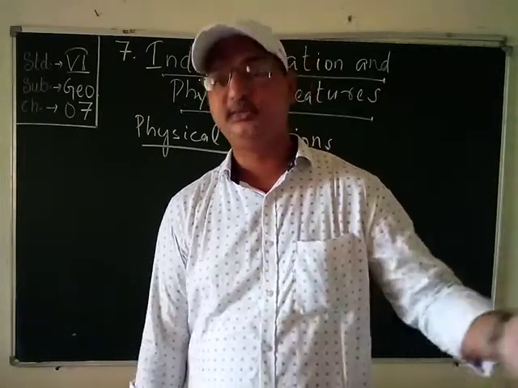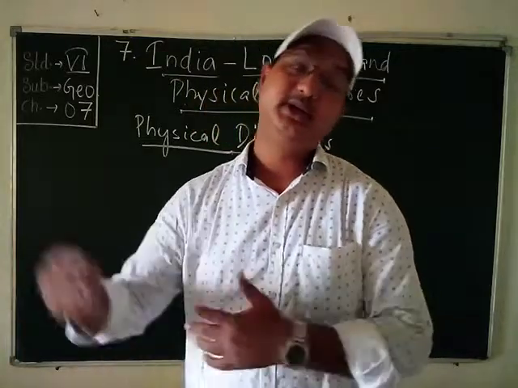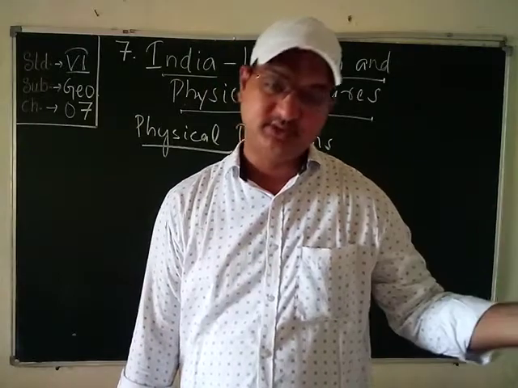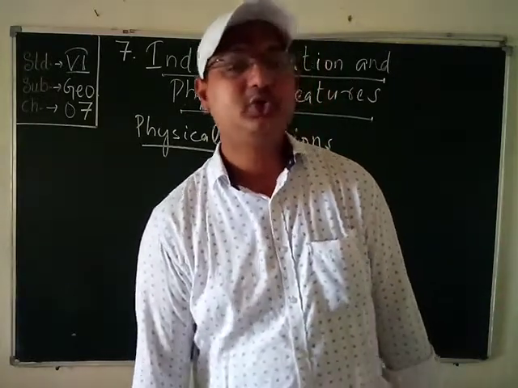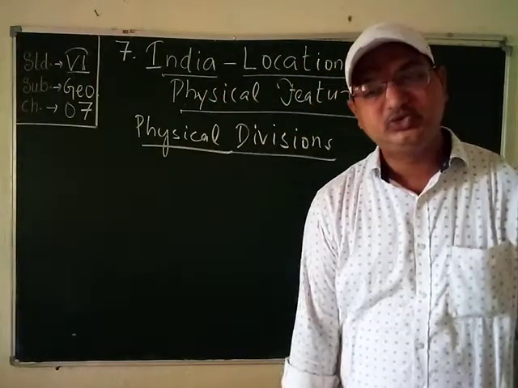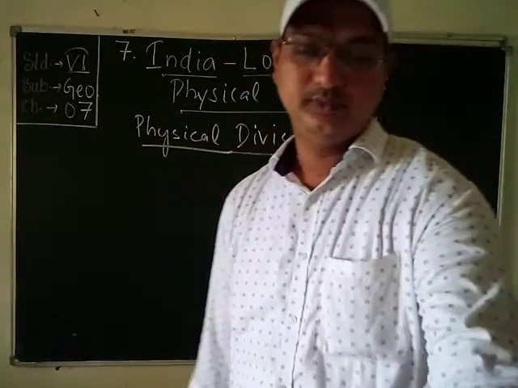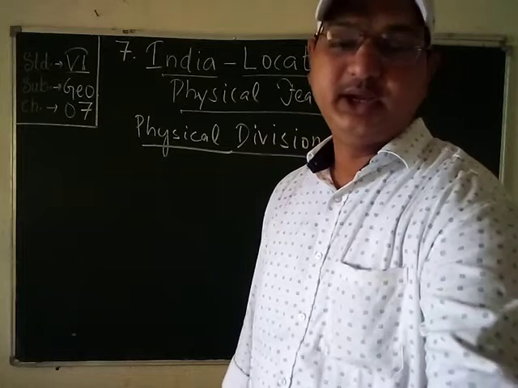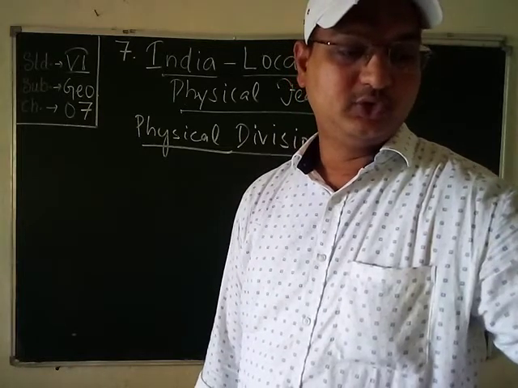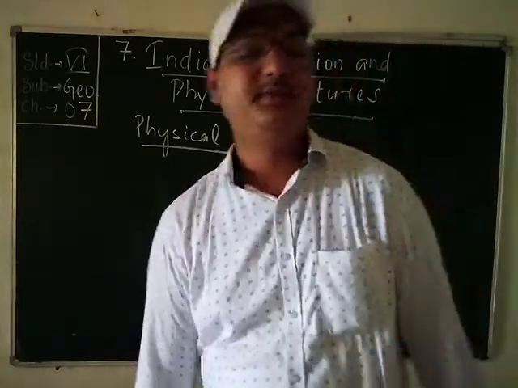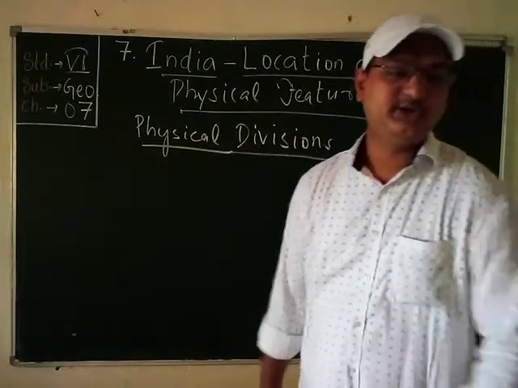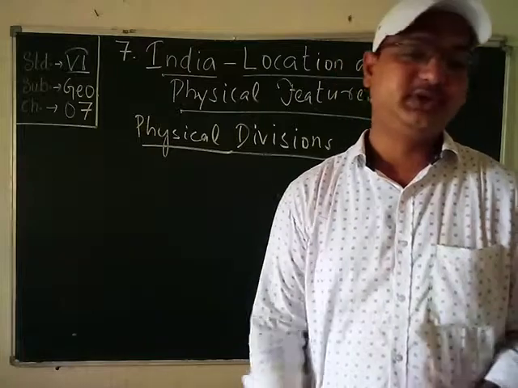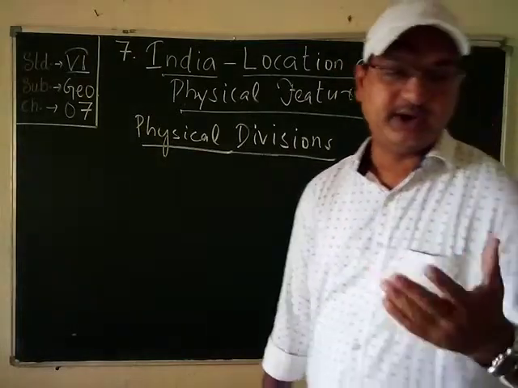Somewhere there is desert, as I have told you, somewhere there is coastal area, somewhere there is snowfall, somewhere there is high mountainous region which is sometimes inaccessible. So there are 5 physical divisions, students. The first one is mountains. Then the second one is the Great Plains, then Great Plateaus, then coastal plains, and the fifth one is the islands. Therefore, our country, India, having a large variety of physical features, is divided into 5 physical divisions.